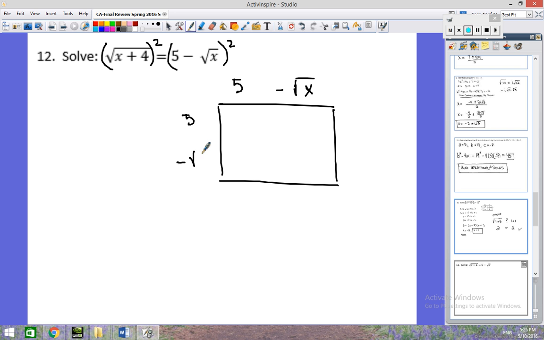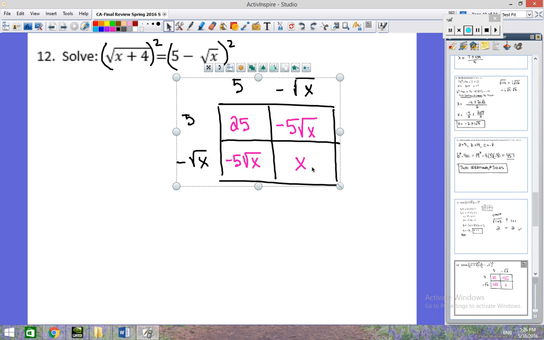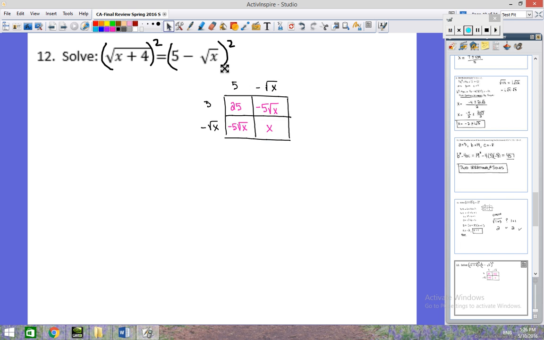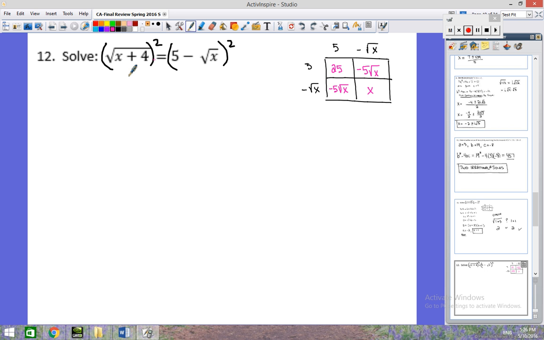Alright. For the entries of my table, let's change color here. 5 times 5 is 25. And here when I multiply these, I just have a negative, and I'll just write it as negative 5 radical x. And here again, negative 5 radical x. Now, in this one, a negative times negative is positive, and the square root of x times the square root of x, hey, the radical goes away because it's the square root of x squared. Alright, so now we have enough information in our table to come back to our original problem.